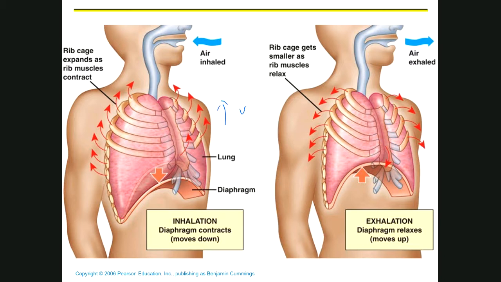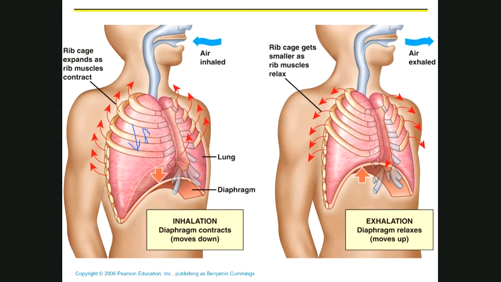And the volume of the chest cavity goes up because we drop this diaphragm down, so the chest cavity gets longer. And these muscles in between the ribs, we're going to lift them up, so the chest cavity is going to get wider. And so what's going to happen is pressure is going to fall in here compared to out here, and so air comes in.